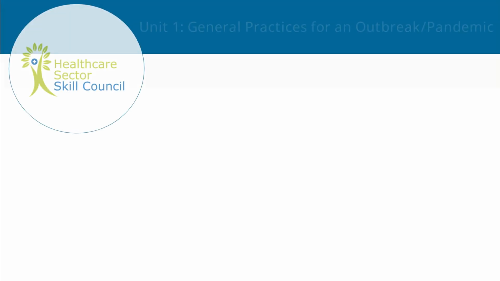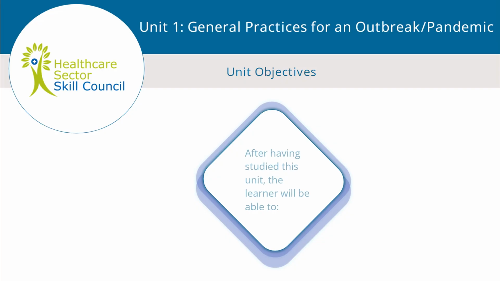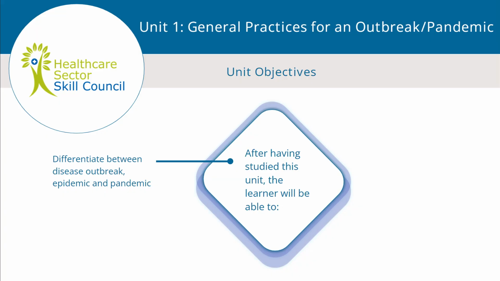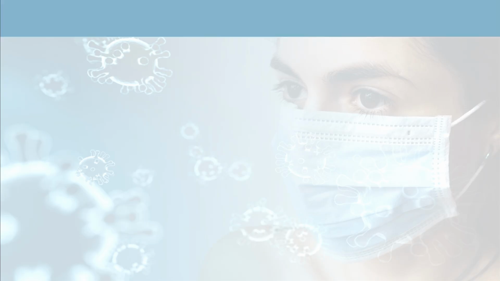Let us start with Unit 1. General practices for an outbreak or pandemic. In this unit, we will learn to differentiate between disease outbreak, epidemic and pandemic. Explain the rules and guidelines for epidemic or pandemic. Distinguish between self-quarantine and self-isolation. Discuss norms for maintaining social distance during a pandemic.